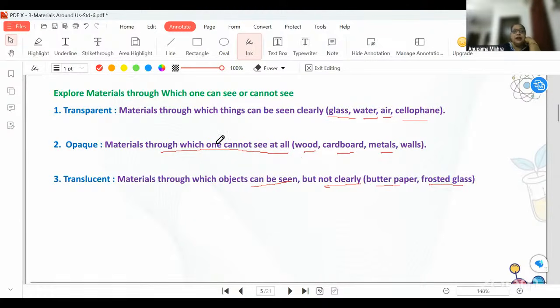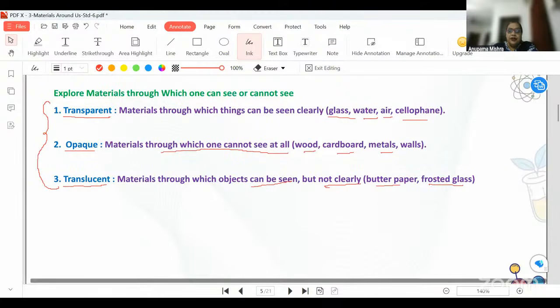So these three are the most important things to know: transparent is what we can see clearly. Opaque means we cannot see anything. Translucent is what we can see but not clearly. So these are the properties of materials through which we can or cannot see. This is the most important thing to remember for your next class.